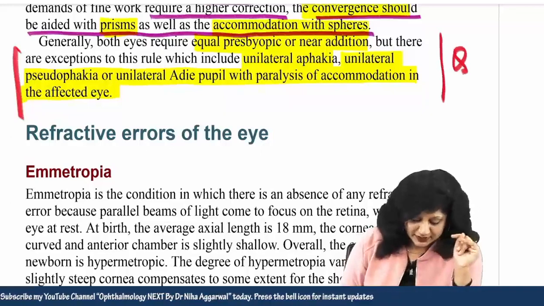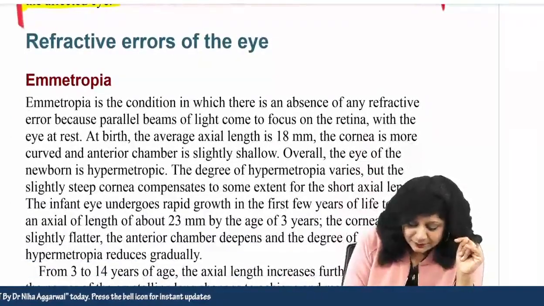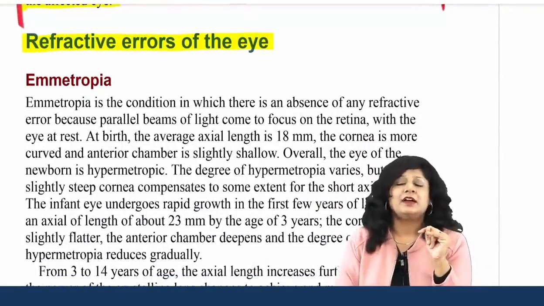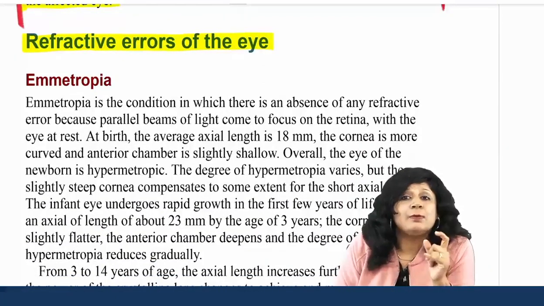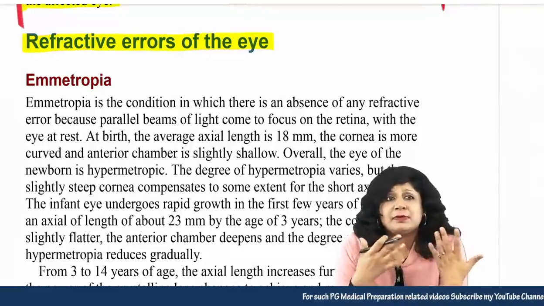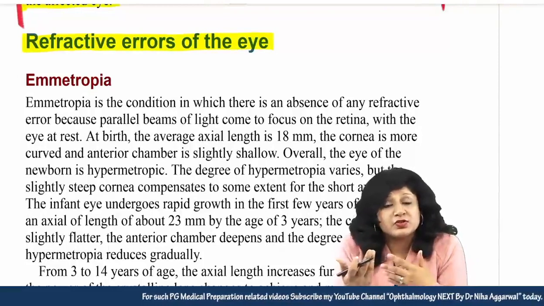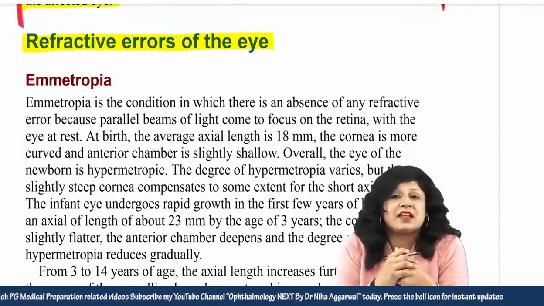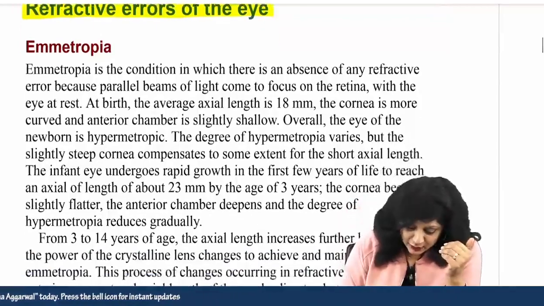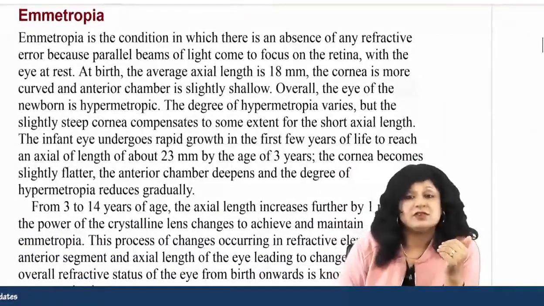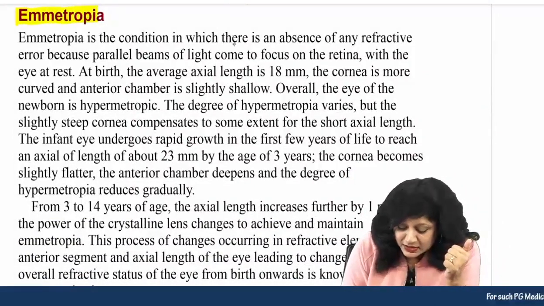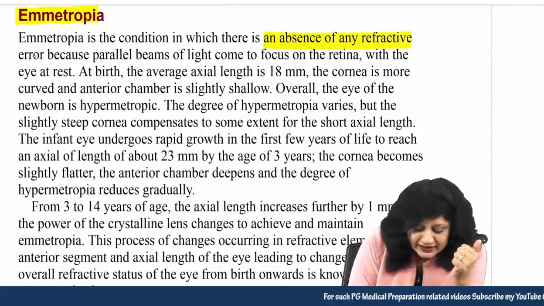All right. Now we start with the refractive errors of the eye. Refractive errors of the eye are the most common cause of low vision in India. Whenever we talk about blindness, whenever we talk about low vision, an important thing that remains in our mind is refractive errors. Before going into the detail of refractive errors, they have tried to explain what is emmetropia.